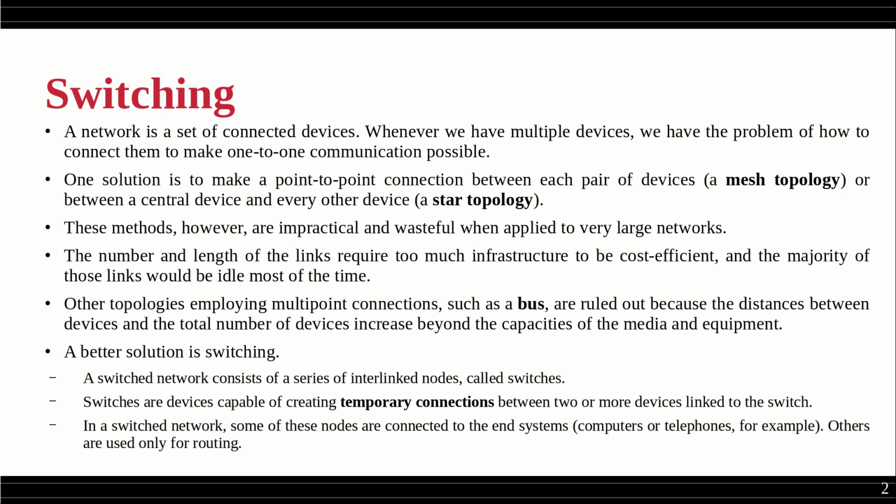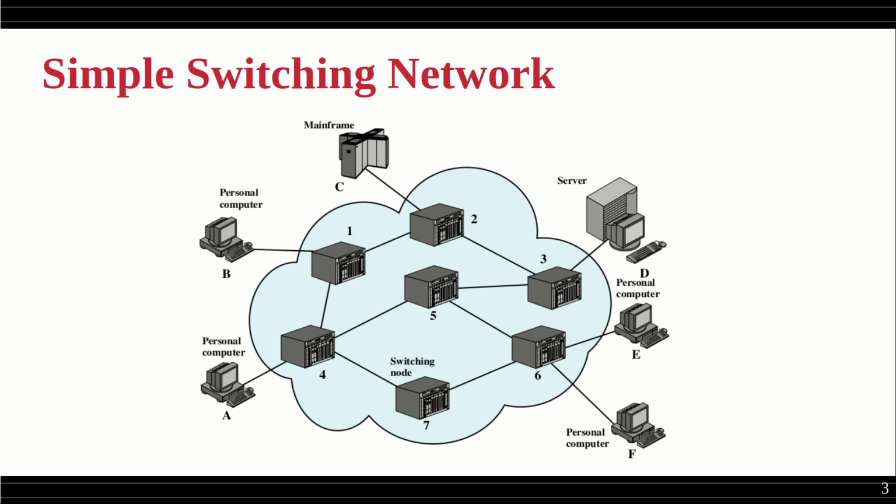So in a switched network, some of these nodes are connected to the end systems. That is, some of the switch devices are connected to the end systems, that is the computers or the telephones, whatever they are, the end devices, and others are used purely for routing the information which you are trying to communicate. So it is something like this. So this is a switched network we are having, and to the switched network we are connecting all the end devices.